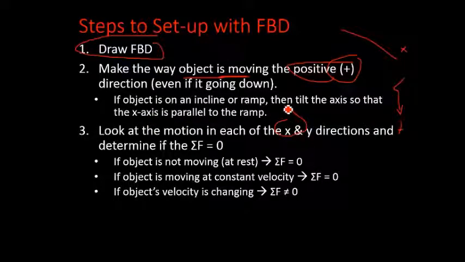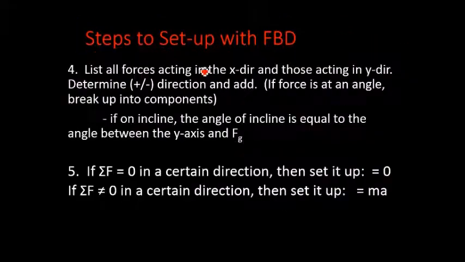Then we're going to look at the x direction and the y direction, and see if there's 0 in each of those. If it's at rest, boom, it's 0. If they're constant, anytime you see the word constant, that's 0. Zero unbalanced force, 0 extra force. You add up the forces, there's 0. But if the velocity is changing, then it adds up to something not 0. And we'll just put not 0 for now.